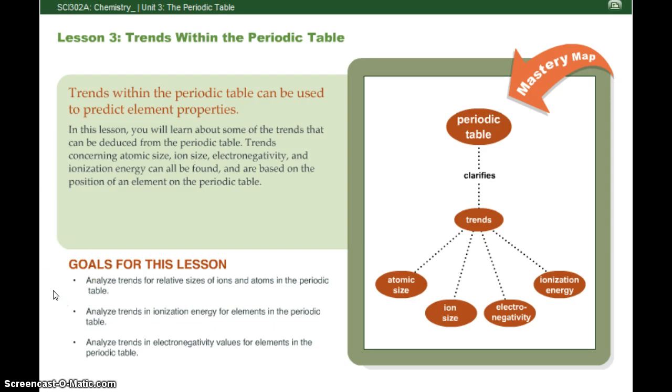Goals for this lesson: analyze trends for relative sizes of ions and atoms in the periodic table, analyze trends in ionization energy for elements in the periodic table, analyze trends in electronegativity values for elements in the periodic table.